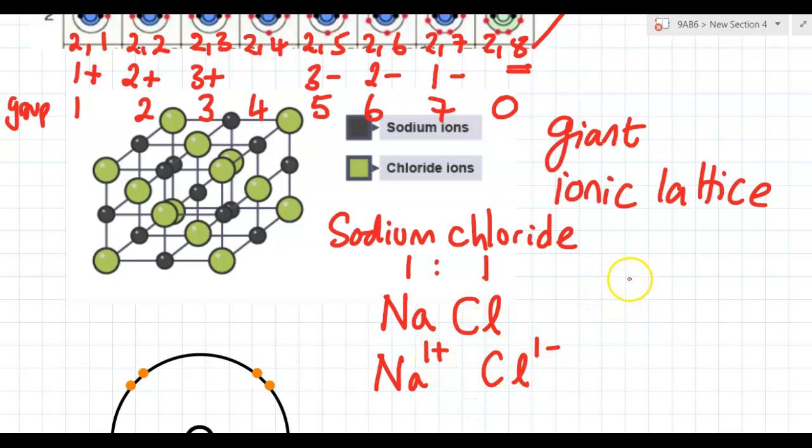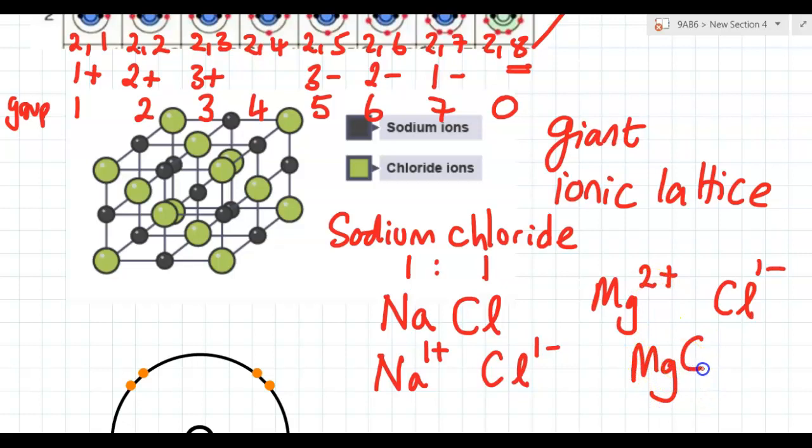Okay, if we took magnesium, which is 2 plus, and we wanted to join it to chloride, which is 1 minus, you can see here that for every 1 magnesium, you're going to need 2 chlorides to cancel out the charge. The formula for magnesium chloride is for every 1 magnesium, you need 2 chlorides. Okay? So we can link the structure to the formula.